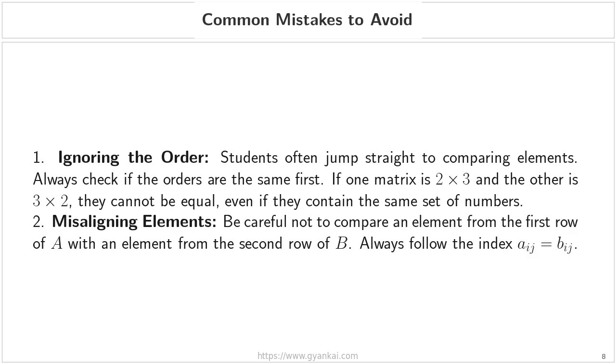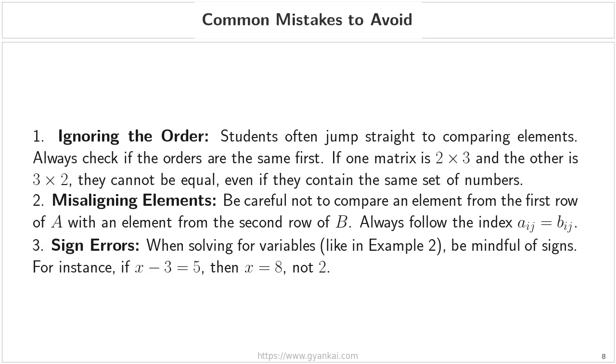Second, be careful not to misalign the elements. When comparing two matrices, you must be precise about the position of each value. Do not compare an element from the first row of matrix A with an element from the second row of matrix B. You must strictly follow the rule that the element at row i, column j of matrix A must be equal to the element at row i, column j of matrix B.